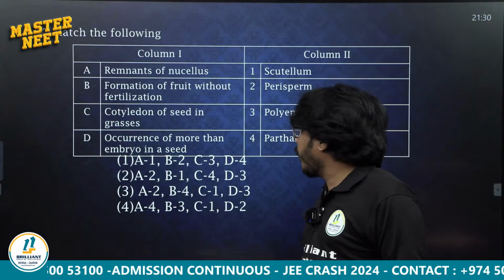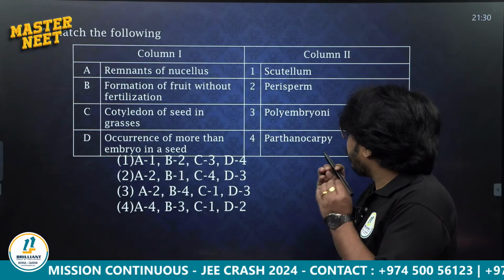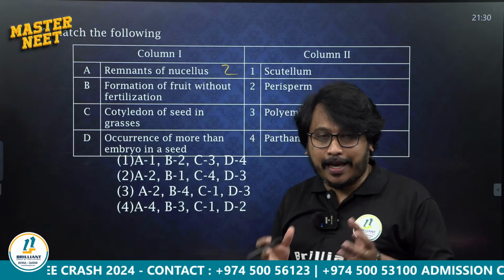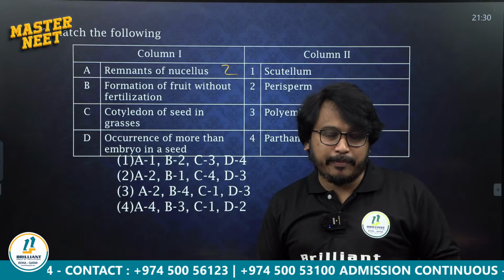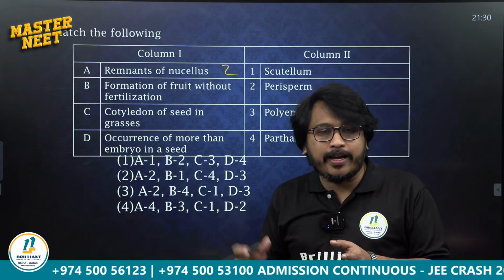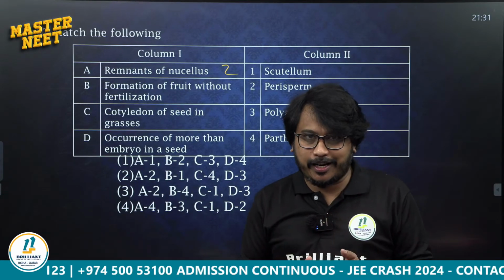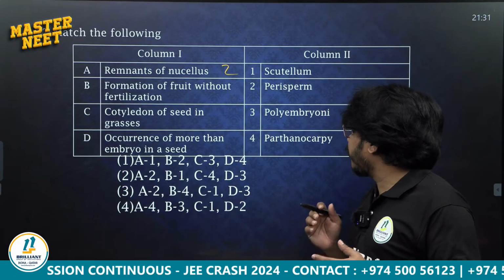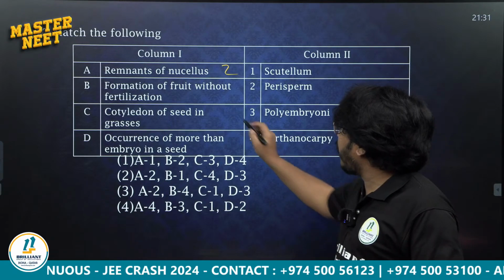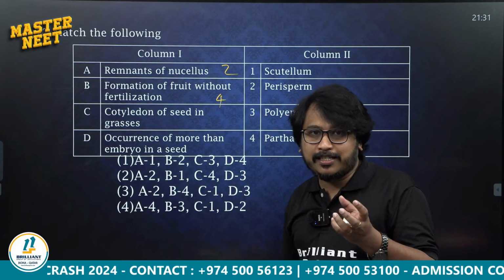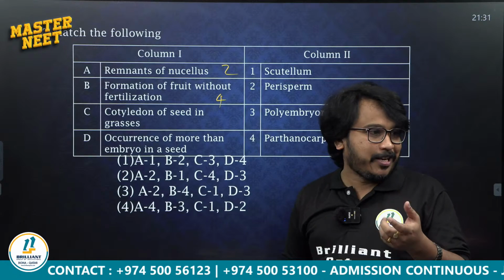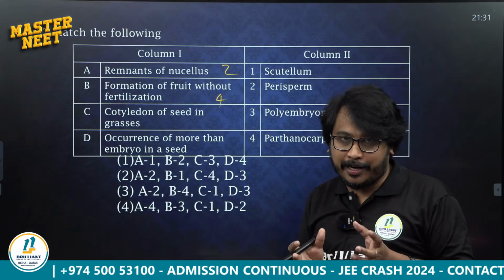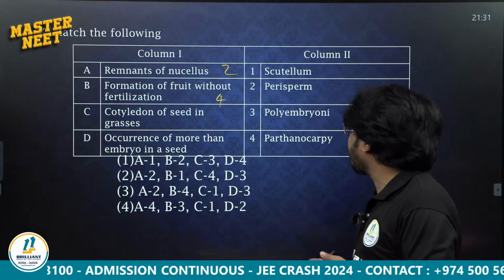Next, beta. Next one, match the following. Remnants of nucellus are actually called perisperm. You know that in some seeds like the sugar beet as well as the black pepper, even after the seed formation, inside the seed there is a persistent nucellus. That is called perisperm. One expected question: formation of fruit without fertilization is called parthenocarpy. In banana and some seedless grapes, some hormones can induce the formation of fruit from the ovary without fertilization. That is called parthenocarpy.